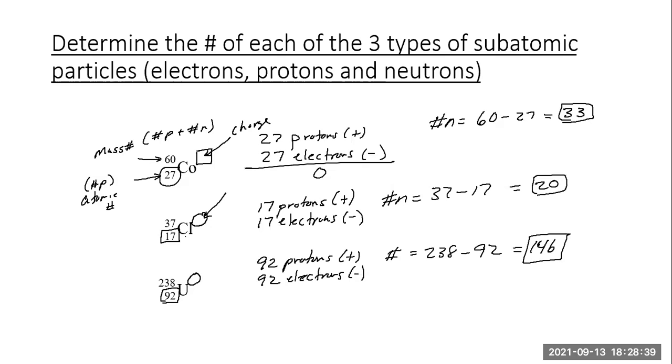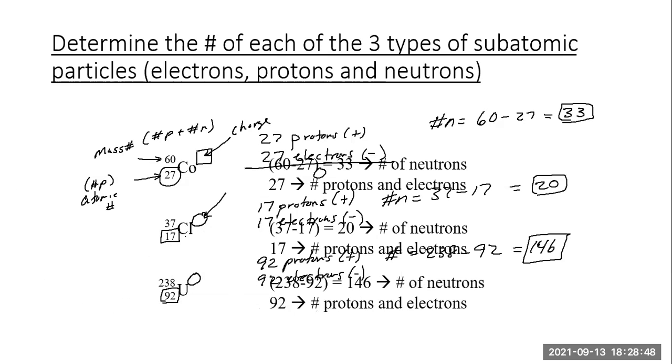Again, they're all whole numbers, no decimals, no half a proton, half an electron. Everything sort of balances out. All right, I think they agree. That's good.